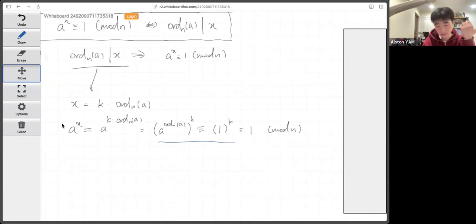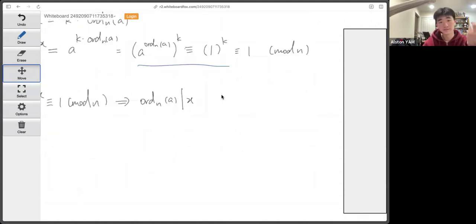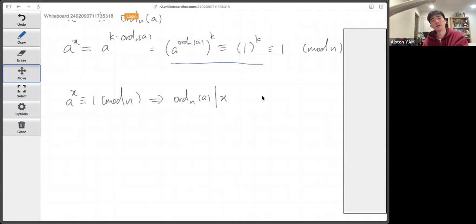So that's one side done. And now we go to the other side, which is just the opposite. We assume we already know that A to the x is congruent to 1 mod n, and then we want to get from this fact to the fact that the order of A with respect to n divides x.